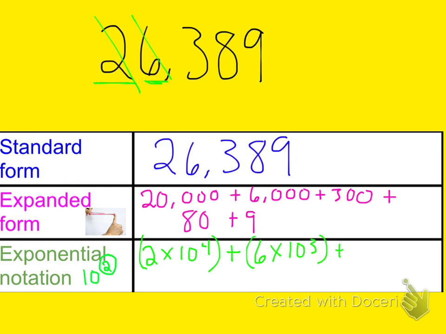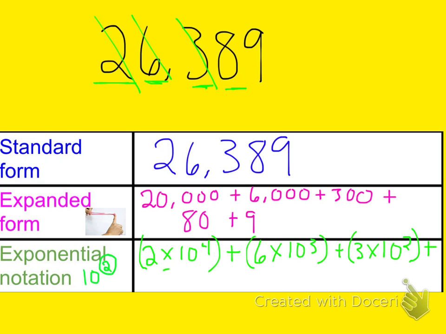We're done with the 6. We move next door to the 3. So we're going to start with 3 times 10. 10 is our base number. The 3 is in the hundreds place. So if we look at how many zeros we have, 2 zeros. So our exponent for this one is 2. All right, we're done with the 3. We're going to cross that one out and move next door to the 8.